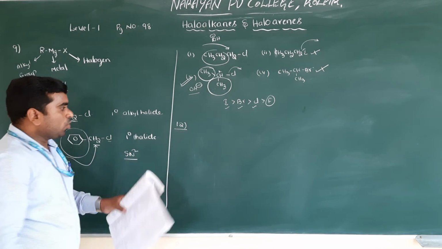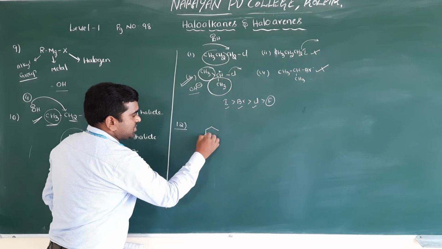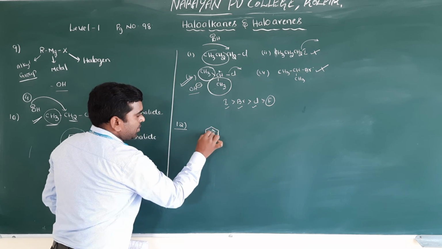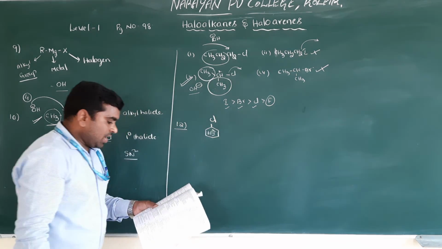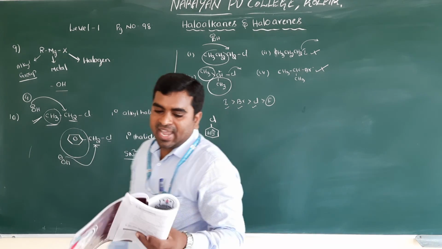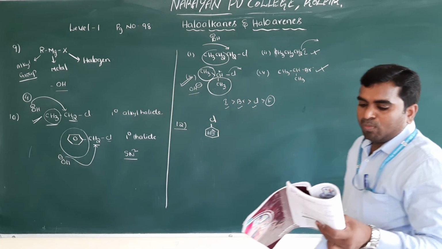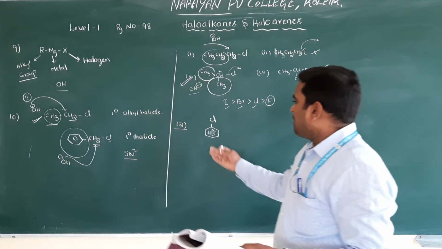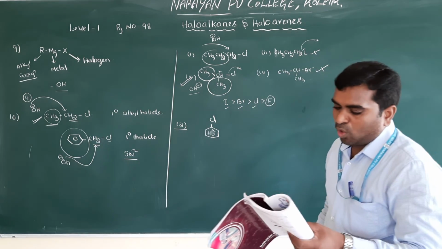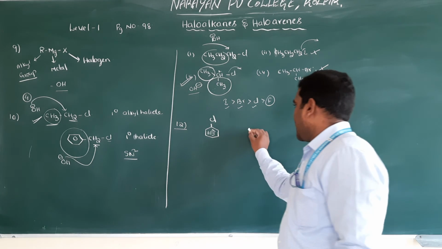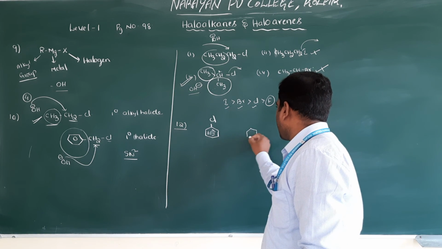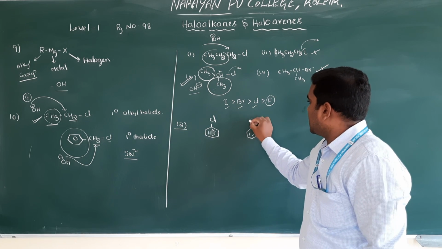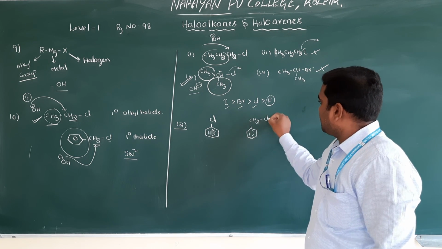Chlorobenzene is chlorobenzene. You already know that. What is the chlorobenzene? On the benzene ring, there should be a chlorine. This is chlorobenzene. And chlorobenzene is less reactive than the benzyl chloride, more reactive than ethyl chloride. You have to just compare the reactivity of this chlorobenzene with the benzyl chloride. Take the benzyl chloride. What is the benzyl chloride? Just now we have mentioned benzyl chloride, the CH2Cl.